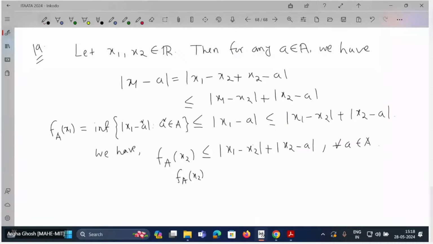Minus x1 minus x2 is less than or equal to x2 minus a for all a belonging to A. So that means this is a lower bound of the collection x2 minus a, a belongs to A, and infimum is the greatest lower bound. Therefore this implies that this is f_A(x2). Did you get it? Whatever a you have, this one. So f_A(x2) is a fixed number. This is the lower bound of the set.